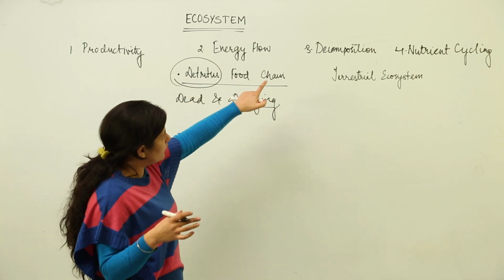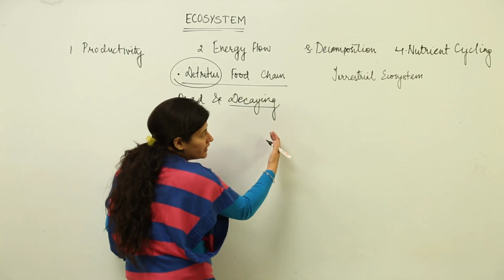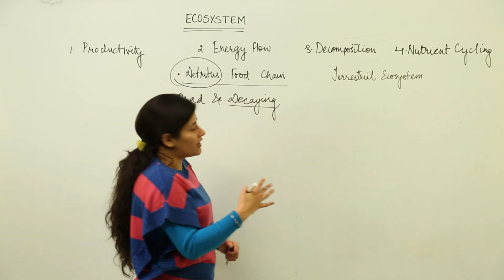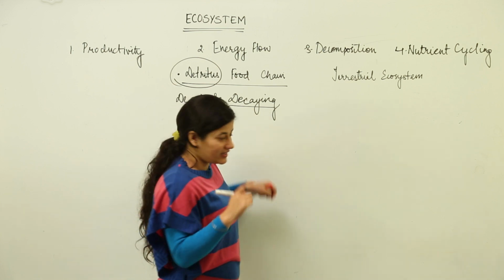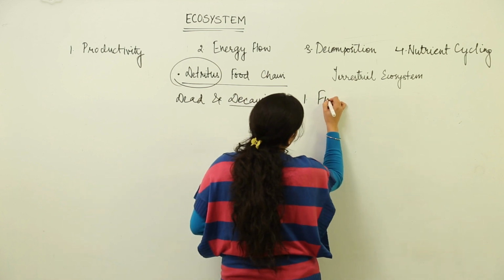So when we talk about decomposition, this dead and decaying matter has to undergo 5 different steps. As I told you, we say that after death we become soil; this dead and decaying organism has to become soil basically. How would it become? There would be 5 steps. First one is fragmentation.